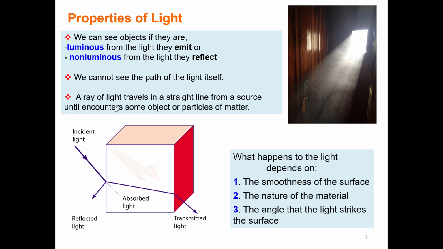When light travels in a straight line, what happens when it interacts with some matter? What is going to happen depends on these three factors: the smoothness of the surface, the nature of the material, and the angle at which the light strikes the surface.